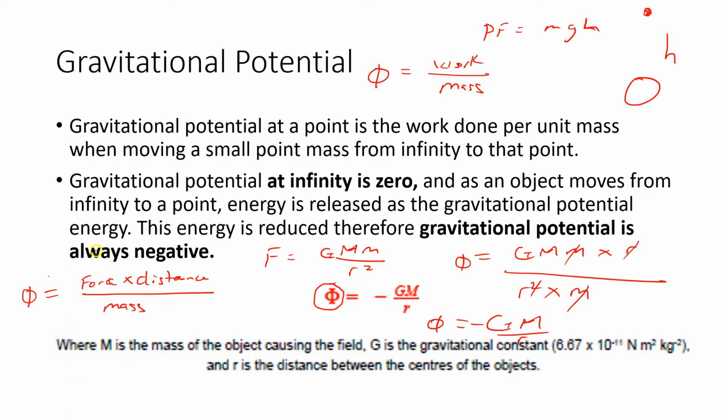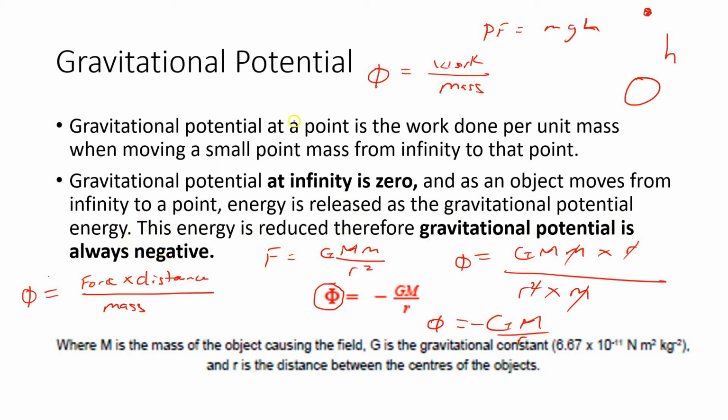Now we come to a concept of what we call gravitational potential, right? Based on the definition, it says that gravitational potential at a point is the work done per unit mass when moving a small point mass from infinity to that point. It says here that the gravitational potential at infinity is equal to 0, and as the object moves from infinity to a point, energy is released as gravitational potential energy. This energy is reduced, therefore, gravitational potential is always negative.